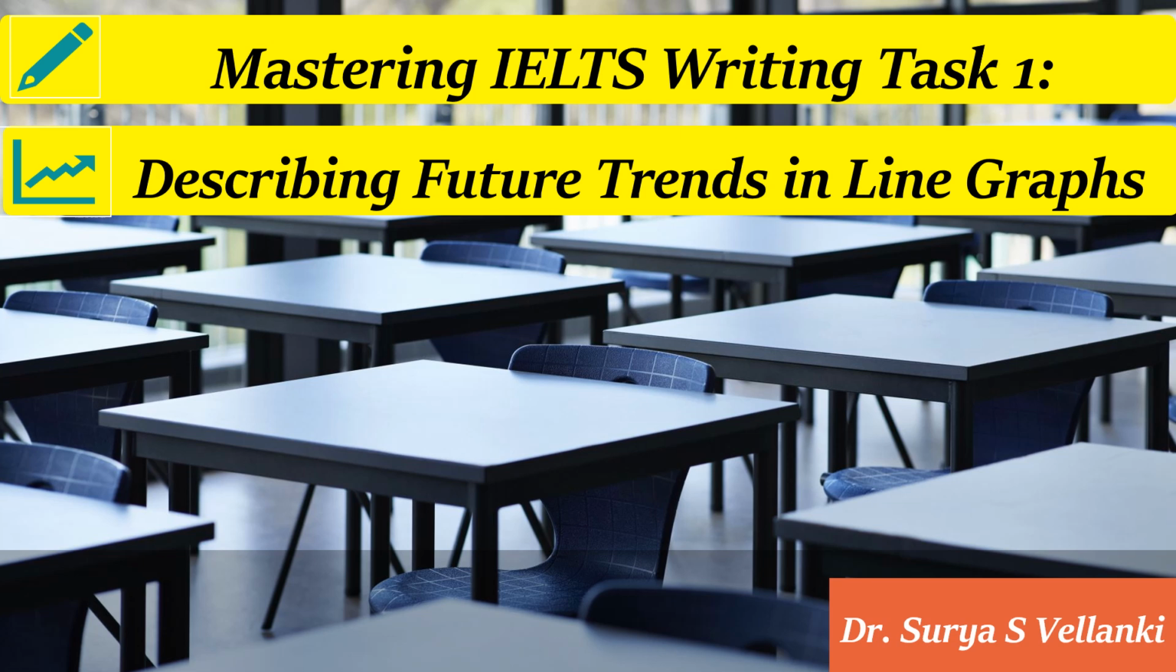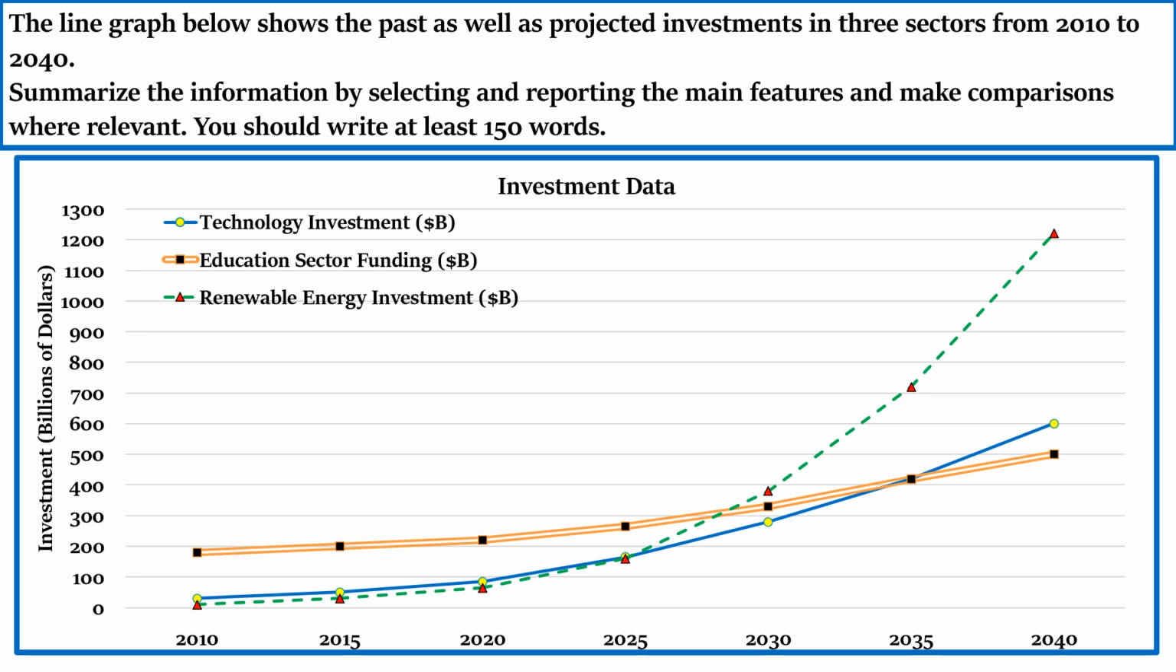Let's start by examining the graph first. Look at the graph on the slide. Today, we will analyze a line graph that illustrates the projected investments in three key sectors: technology, education, and renewable energy from 2010 to 2040, which is over a 30-year time frame. The values are measured in billions of dollars, and the graph presents both past trends, that is from 2010 to the present, and future projections, that is from the present to 2040.